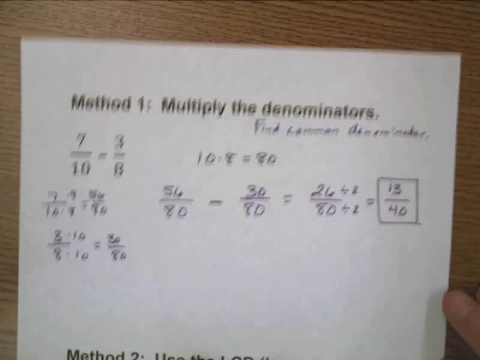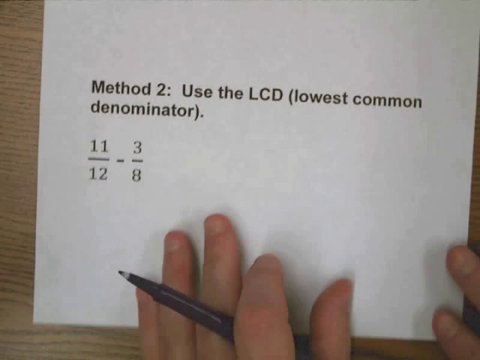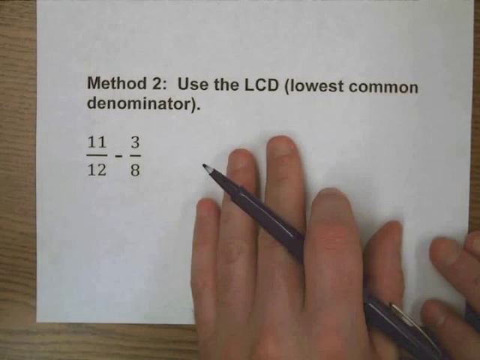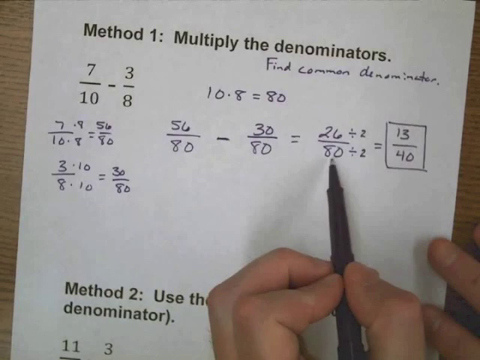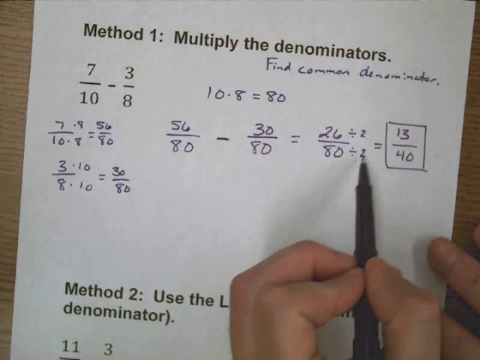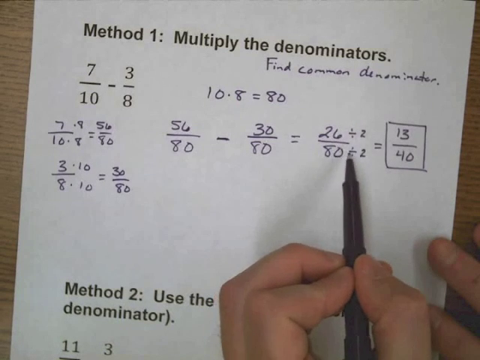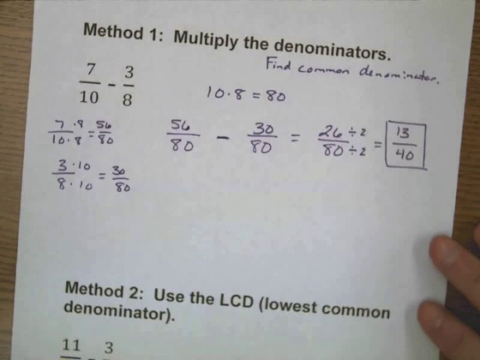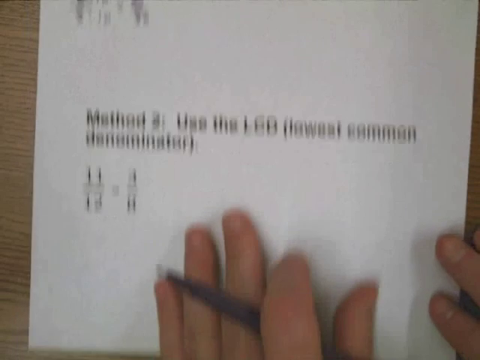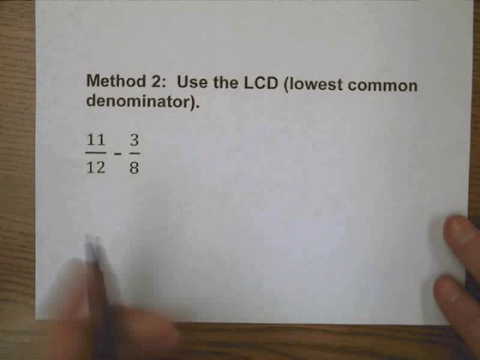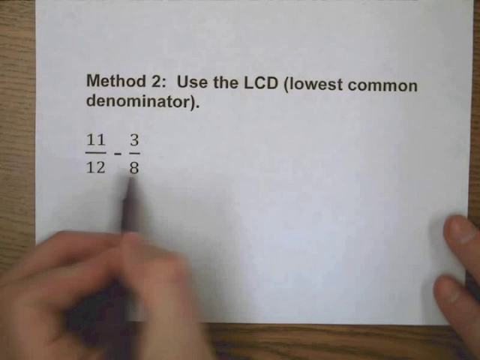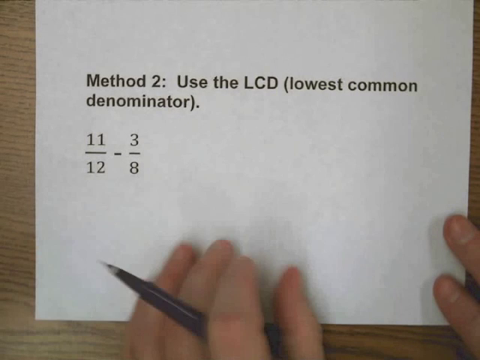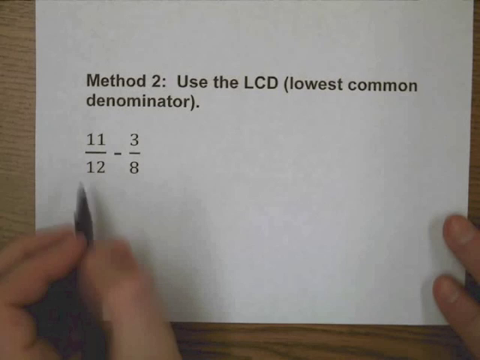Now, another method you could use is to use the lowest common denominator. By using the lowest common denominator, we save this step at the end. Essentially, by finding the lowest common denominator, we are doing the simplifying at the same time as we're finding the common denominator. So here we have 11/12 minus 3/8.